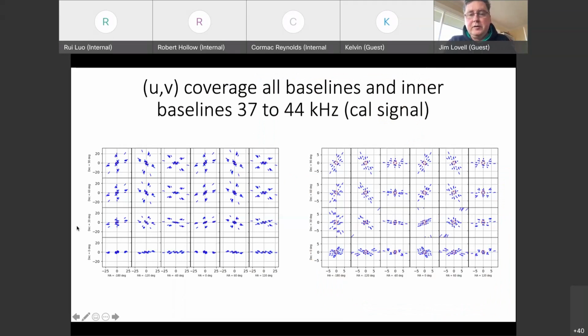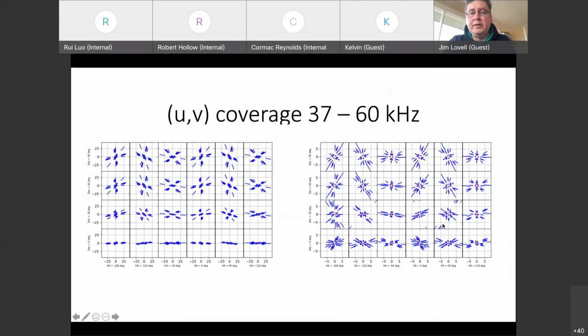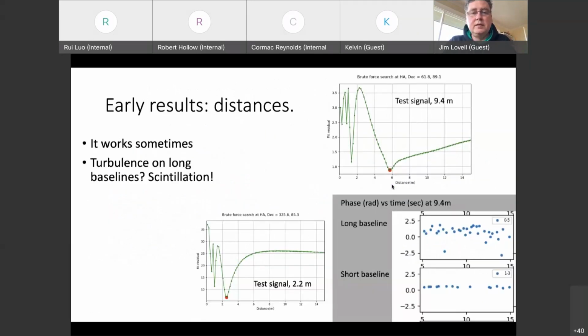UV coverage plots, I won't stop on those except to show on the right-hand side. So this is elevation against azimuth and UV coverages. It's selections of them. And you can see, because you've got quite a good fractional bandwidth, you get quite good UV coverage in the radial direction. And the little red circle shows a one wavelength circle. So anything inside there has an unambiguous phase measurement.